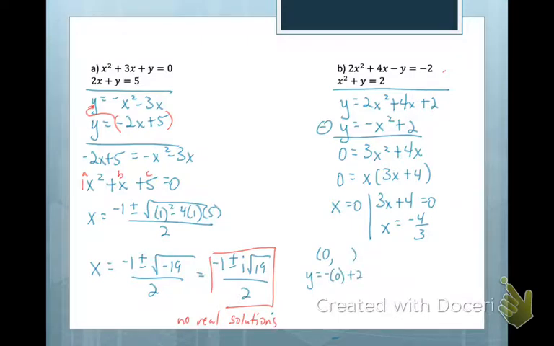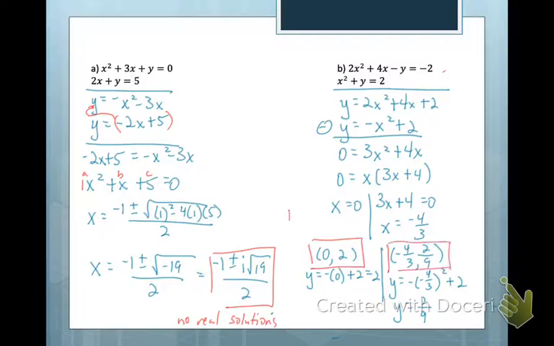We need to find the y values that go with these. So I'm going to plug 0 into my second equation, and I get positive 2. And now I'm going to plug negative 4/3 into my second equation. And so I square my 4/3, which gives me 16/9, add 2, or 18/9. Or sorry, that gives me negative 16/9 plus 18/9, which will be 2/9. So we end up with 2 real solutions.